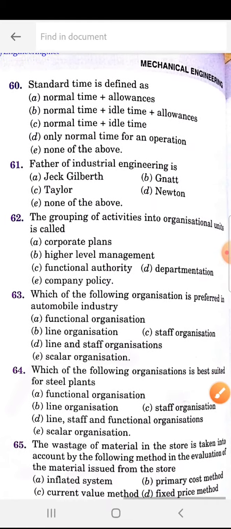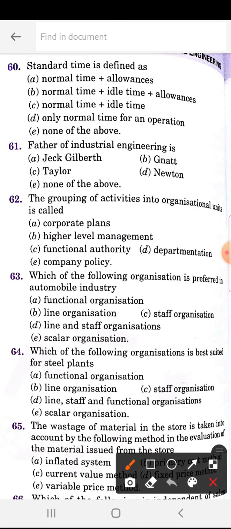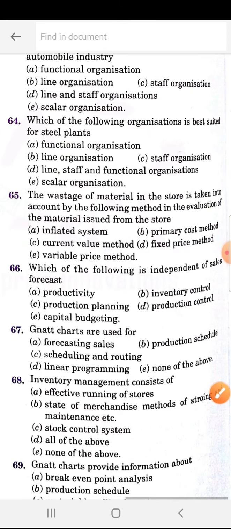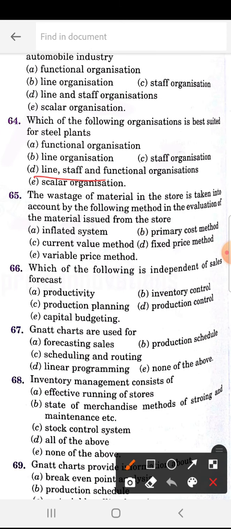60. Standard time is equal to normal time plus allowances. Father of industrial engineering is F.W. Taylor. The grouping of activities into organizational units is called departmentation. Which organization is preferred in the automobile industry? Line and staff organization. Which organization is best suited for the steel industry? Line, staff and functional organization.